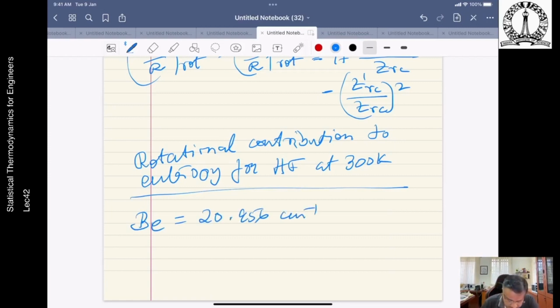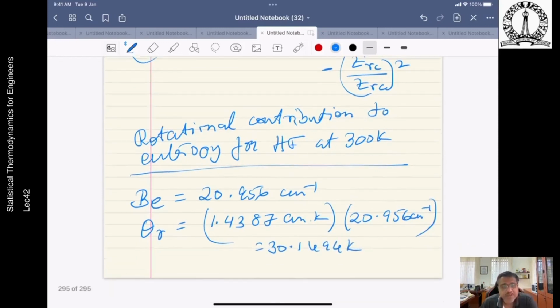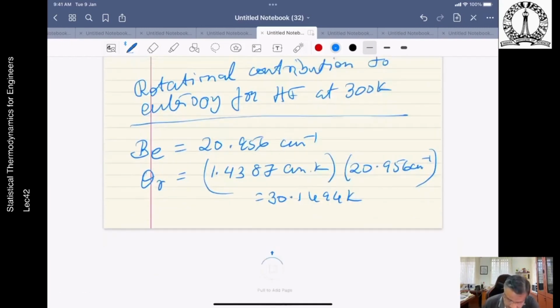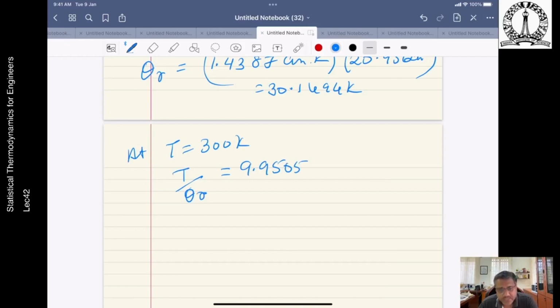So the characteristic rotational temperature theta r is 1.4387 centimeter Kelvin multiplied by 20.956 centimeter inverse, which gives rise to a temperature of 30.1494 Kelvin, which is very reasonable. Okay, so therefore for a given temperature, say 300 Kelvin, T by theta r is equal to 9.9505. Okay, so you have to use the expansion terms now, the related expressions.